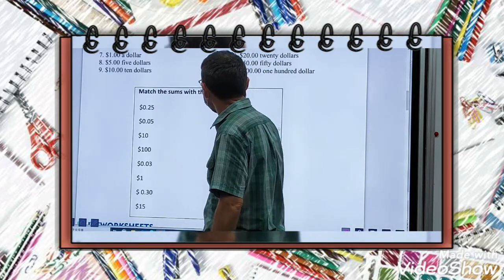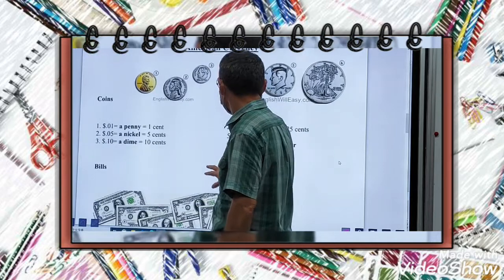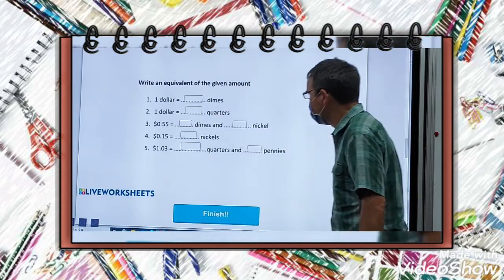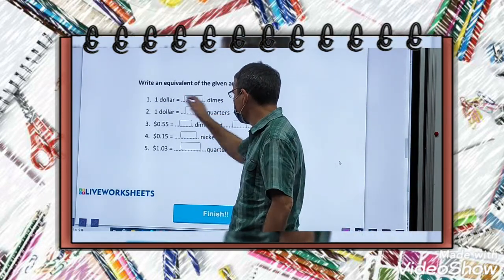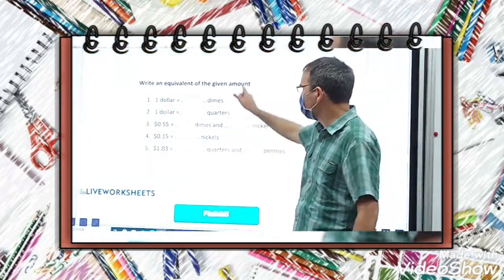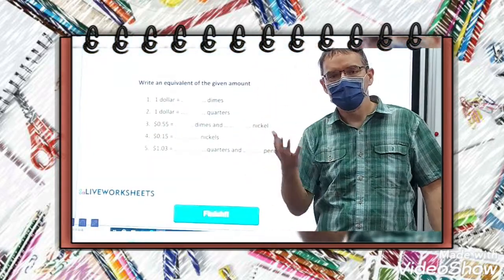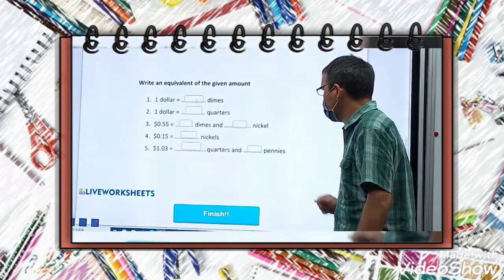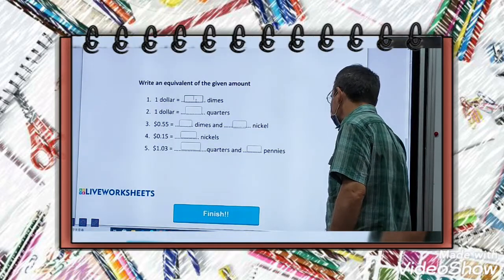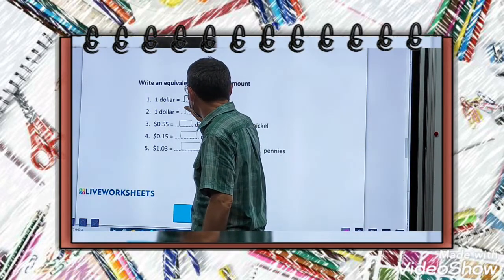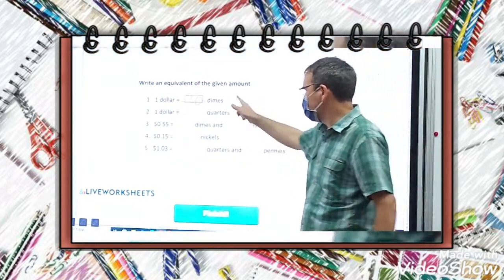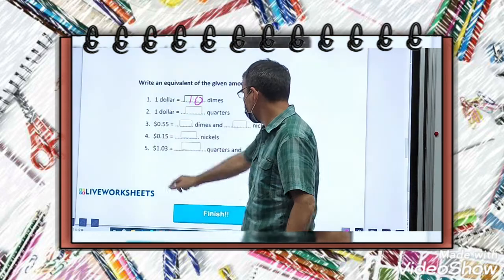And the last part down at the bottom talks about the same thing. Oh, here it is. So this one you need to write in the amount. So they have $1 equals how many dimes. So you have to go back to the top of the worksheet and see how much a dime is, and see how many dimes would make $1. So that would be 10 dimes, because 1 dime is 10 cents. So 10 dimes would make $1. And so you have the other ones here that you need to fill in.